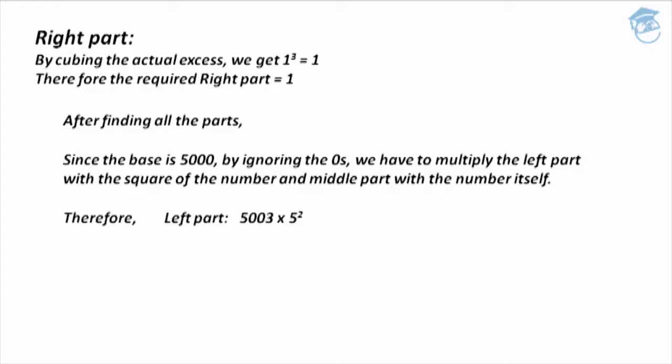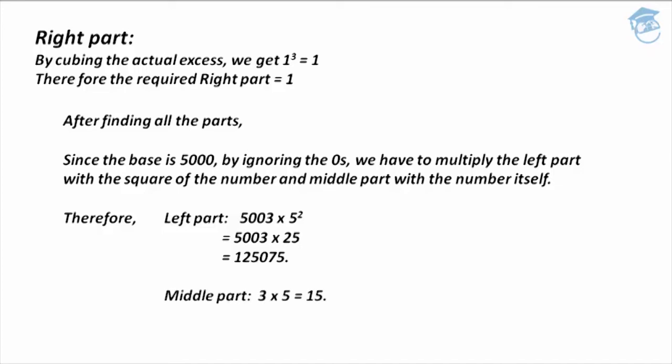So the left part we are going to get here is 5003 into 5 squared, which equals 5003 into 25. We get 125,075. After finding the left part and moving to the middle part, here we have to multiply 3 with 5. We get 15 as the answer. Now after finding all the parts, that is the left part, the middle part and the right part, we have to write all these parts in order like this. After writing this in order, let us place some horizontal and vertical bars like this.